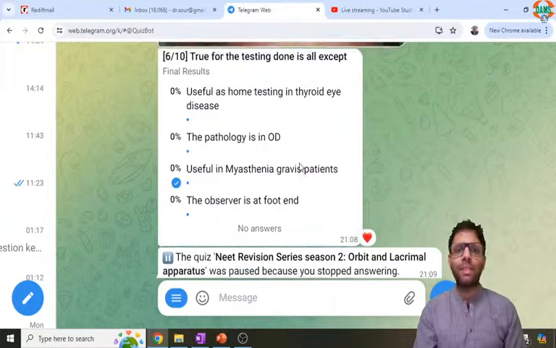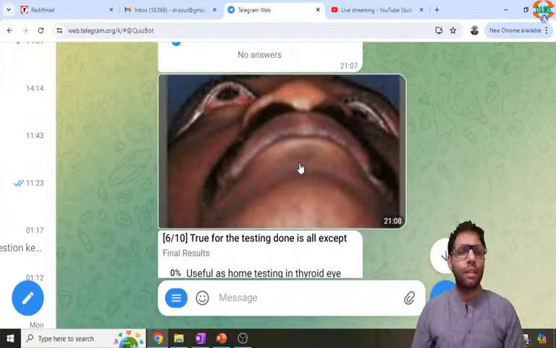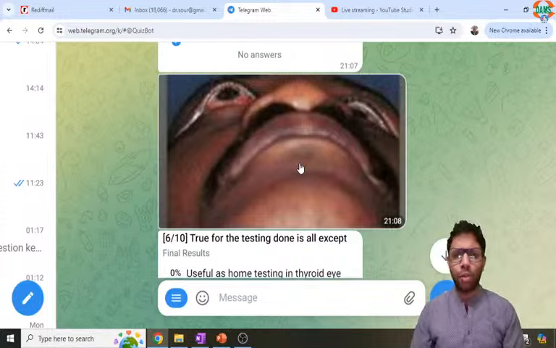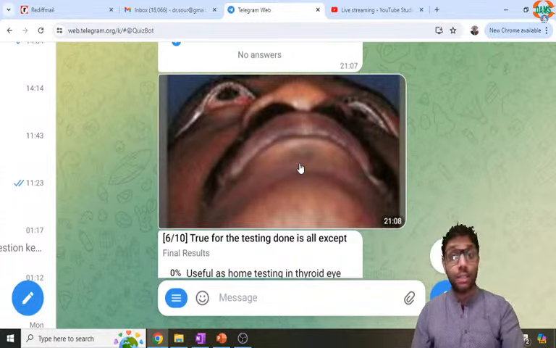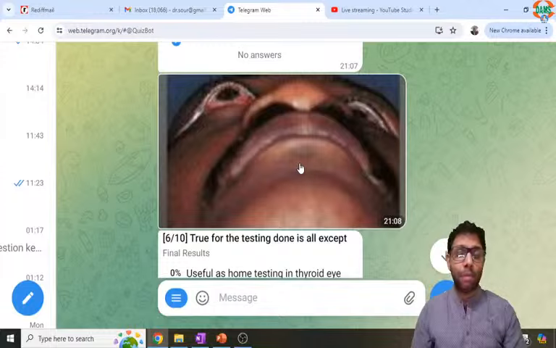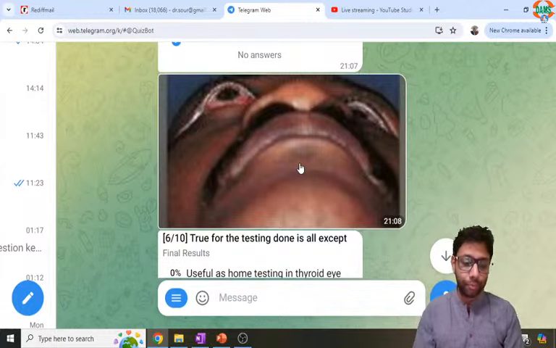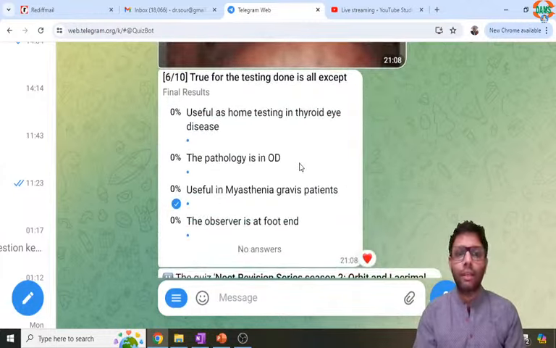Now, useful in myasthenia? No, absolutely not, because in myasthenia there is no proptosis. There is no pain, proptosis in myasthenia. There is ptosis. Most common eye manifestation is ptosis. Then, observer is at the foot end, of course, that is worm's eye view.